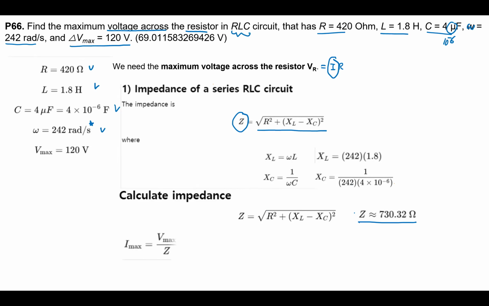Okay, and then the next thing is that the total current through the RLC circuit is given by Ohm's law in AC. We now know Z, and Vmax is given, so we can find I. And for the given I, we just plug into Ohm's law at the resistor, and then we can find the resistor voltage, VR.